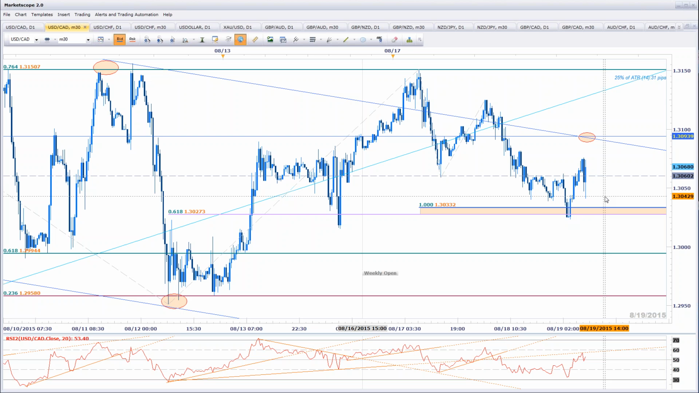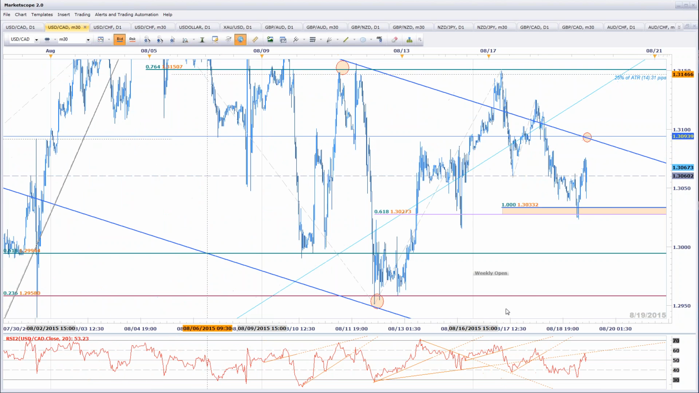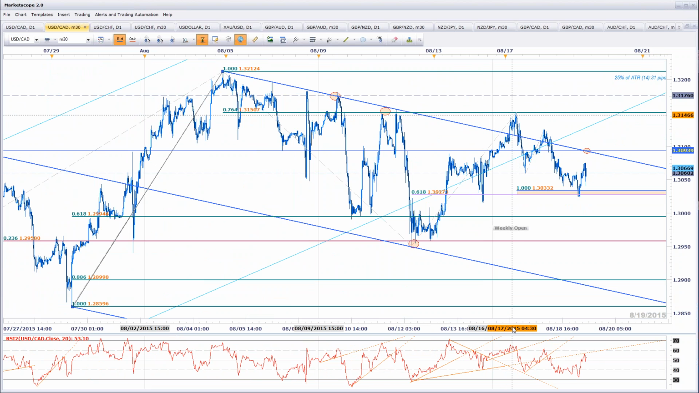Remember, 130.94 actually, guys, represents the weekly open. That's exactly where we opened the week, and it also coincides with the upper median line parallel over the course of U.S. trade today.